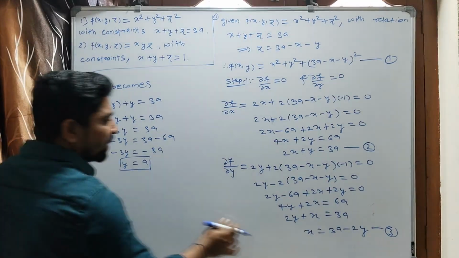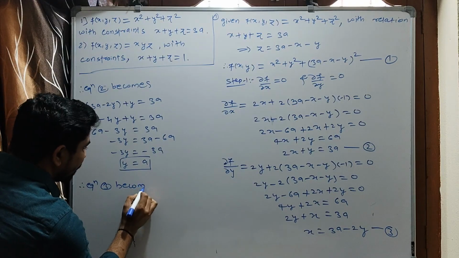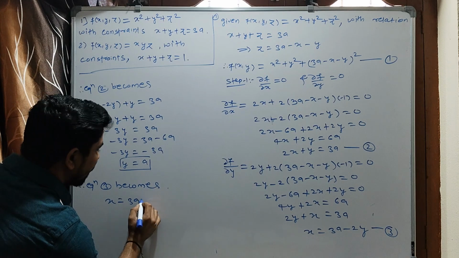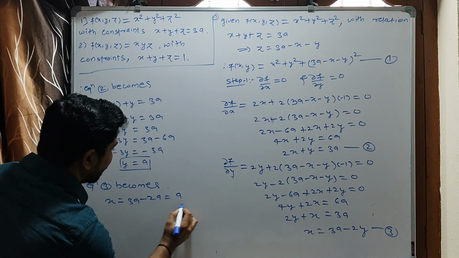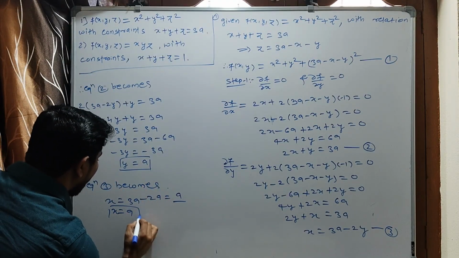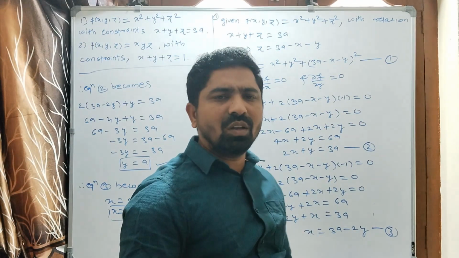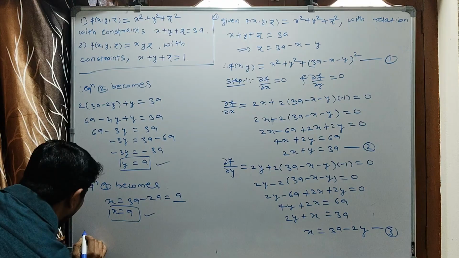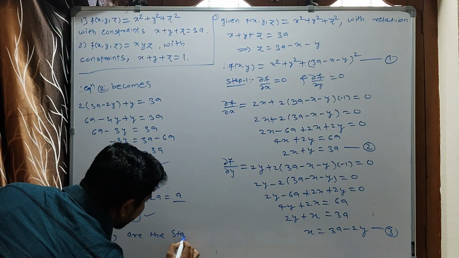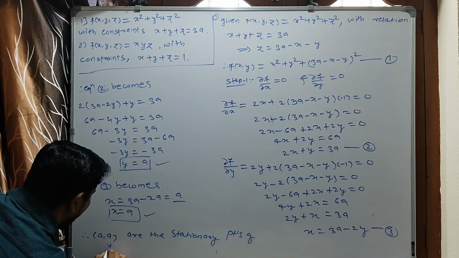So just put the value of y in equation 3. Equation 3 becomes x equal to 3a minus 2 times a, which is equal to a. So the value of x is a and y equal to a. This is my stationary point, or we can say the critical point of my function. Therefore (a, a) is the stationary point of f(x, y).